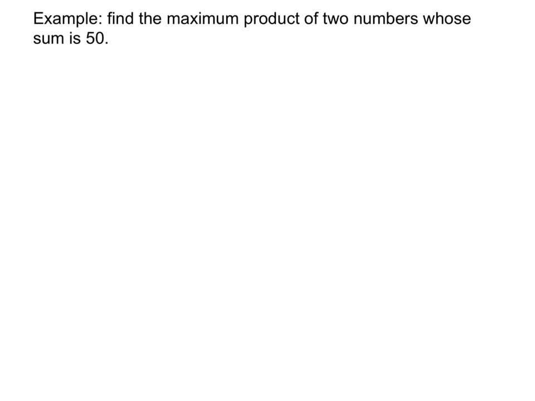So here we go, my first example. I want us to find the maximum product of 2 numbers whose sum is 50. Step 1 is draw a diagram if necessary. This isn't really a diagram problem. We're not doing anything that has any geometric shapes, so I'm not really going to worry about a diagram. The next step is to write what I call the optimization equation.